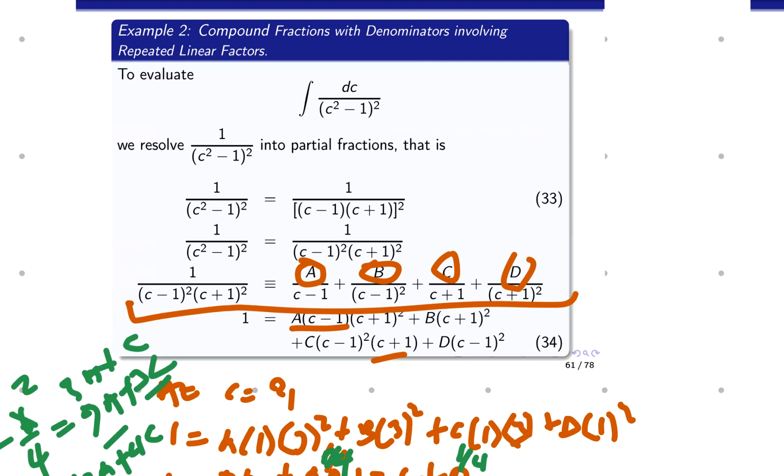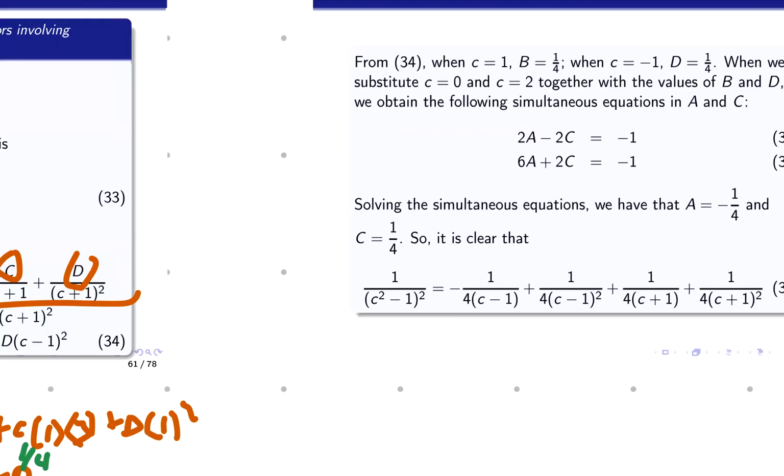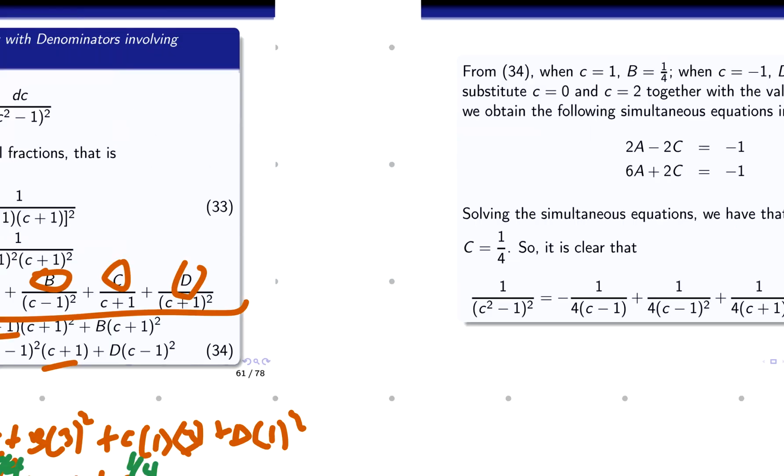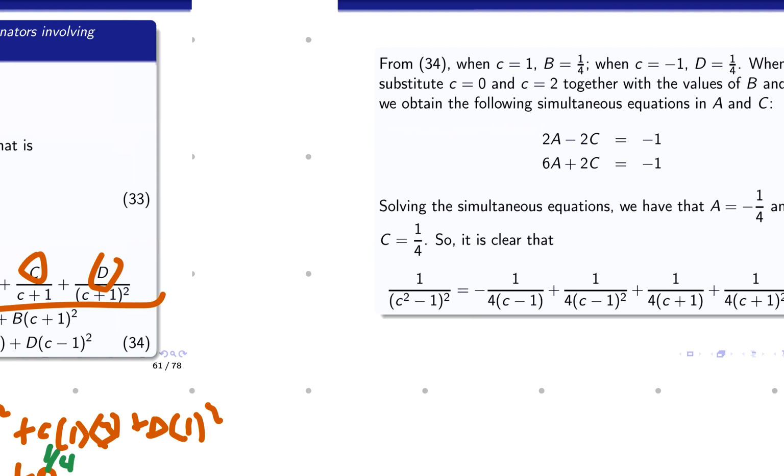So with that, we can come back and say 1 over (C minus 1) squared (C plus 1) squared equals A over C minus 1, and so on. So A, we now know, is minus 1 over 4. That's why you have minus 1 over 4 here for A. And then for B is 1 over 4. So you have 1 over 4.